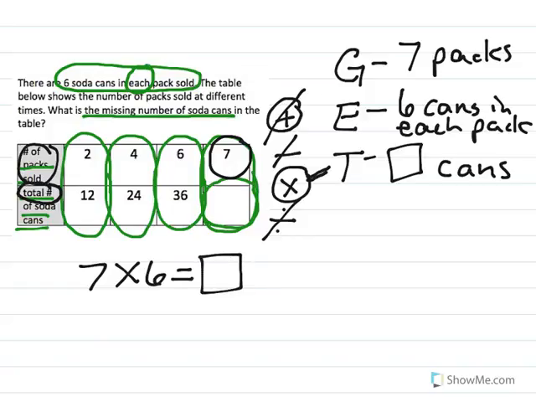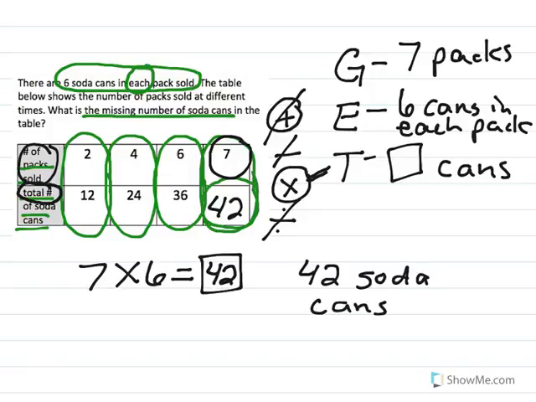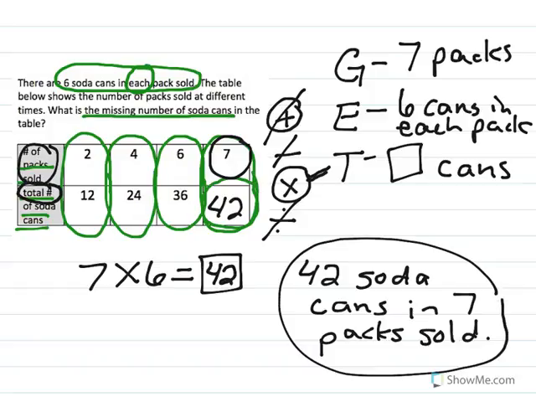Now if we use the multiplication chart that we've made, we can easily check that 7 times 6 is 42. That means that there are 42 soda cans in 7 packs sold. This is my answer statement right there.